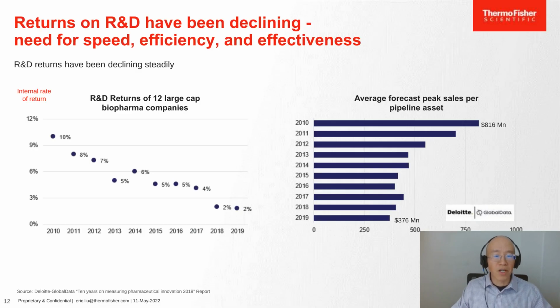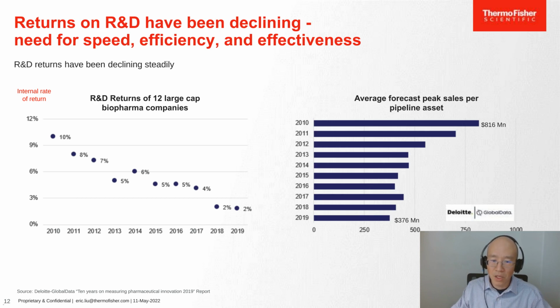To put a point on the aforementioned challenge of ROI on R&D spend, looking at the 10 years preceding the COVID-19 pandemic, a 2019 Deloitte report indicated R&D returns of 12 large-cap biopharma companies went from 10% in 2010 down to 2% in 2019, as shown on the left side chart. The chart on the right side showed during the same time period, the average forecast peak sales per asset shrunk 50% from $816 million US in 2010 to $376 million US in 2019.